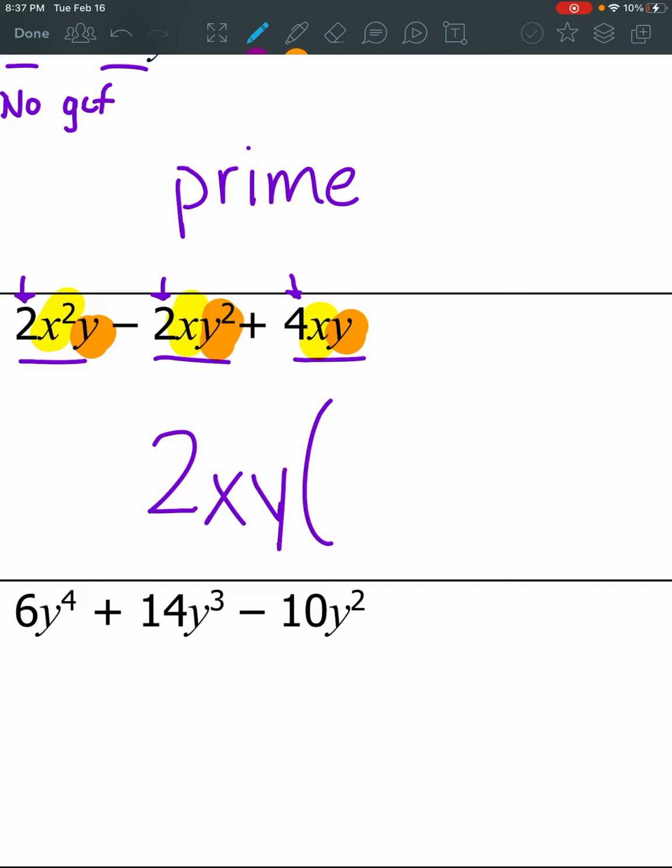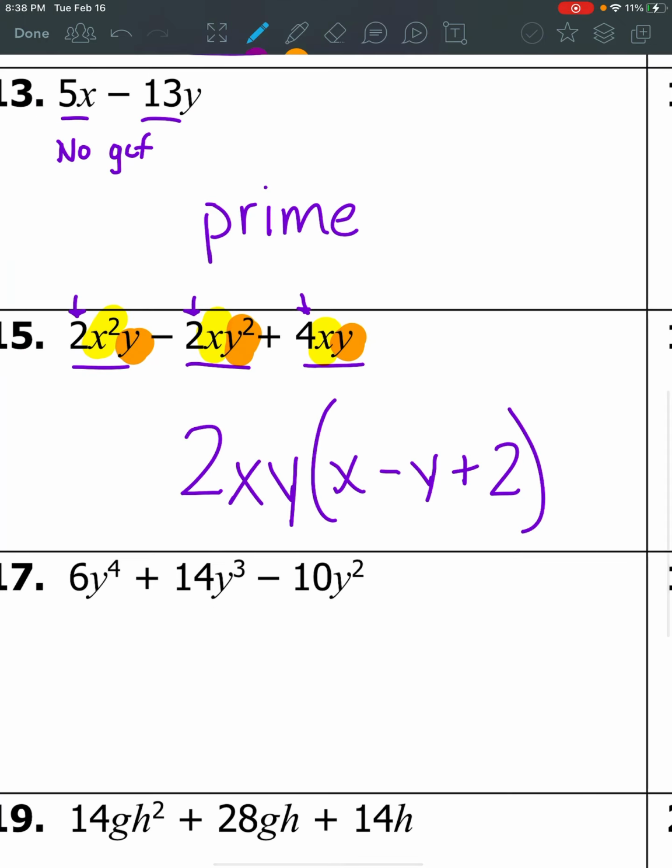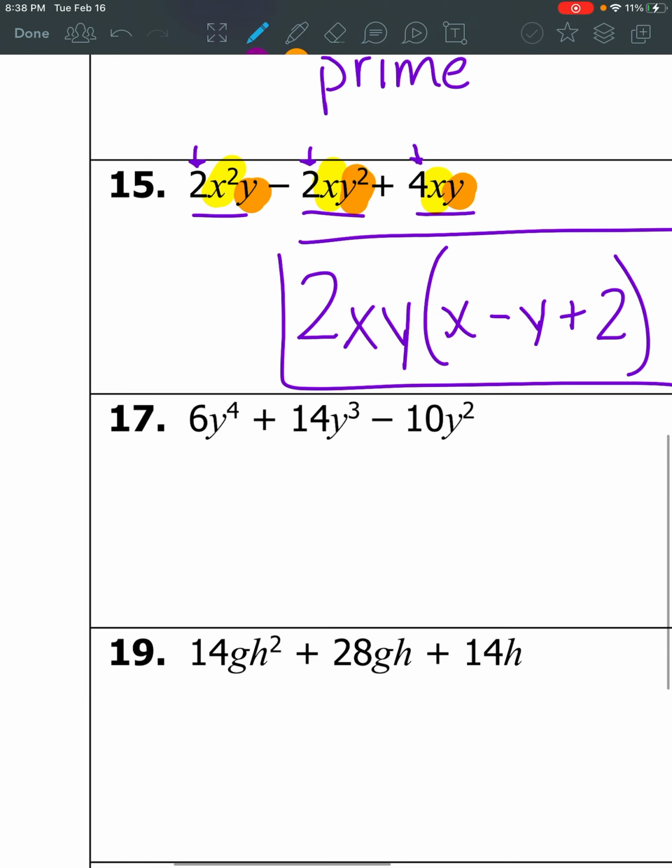So 2 divided by 2 is 1. X squared divided by x is, we have 1x. And then y divided by y, they cancel out. Minus 2 divided by 2 is 1. X divided by x, they cancel out. Y squared divided by y, we get left with y. And last one, 4 divided by 2 is 2. And then x divided by x, y divided by y, those all cancel out. So we'd get left with that. And again, check your work. 2x squared y minus 2xy squared, and then plus 4xy. It does distribute back to what it was.